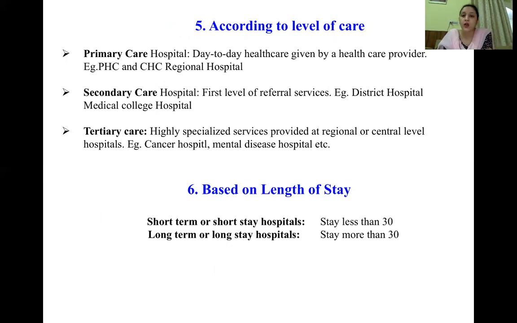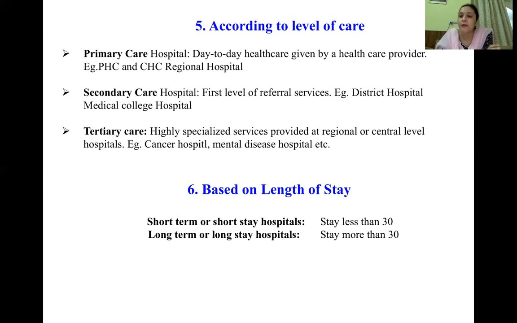The next parameter is according to the level of care. According to what type of care the hospital is providing, we can classify them as primary care, secondary care, and tertiary care hospitals. So what is a primary care hospital? Primary care hospitals provide the day-to-day health care given by the healthcare provider. Typically, this provider acts as the first contact and principal point of continuing care for patients within the healthcare system and coordinates other specialist care that the patient may need.